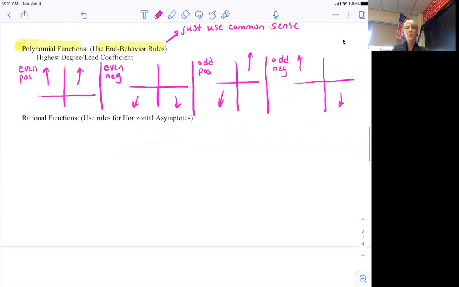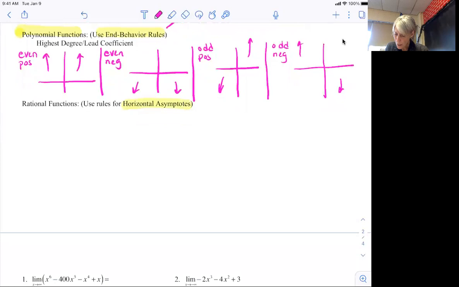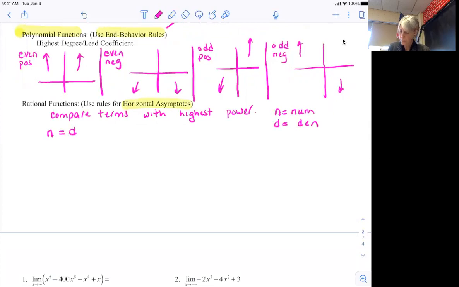For rational functions, we're going to use the same rules that we did for horizontal asymptotes. So when I have a rational function, I want to compare the terms with the highest power. N is the highest power in the numerator. D is the highest power in the denominator. If N equals D, we take a ratio of the coefficients.